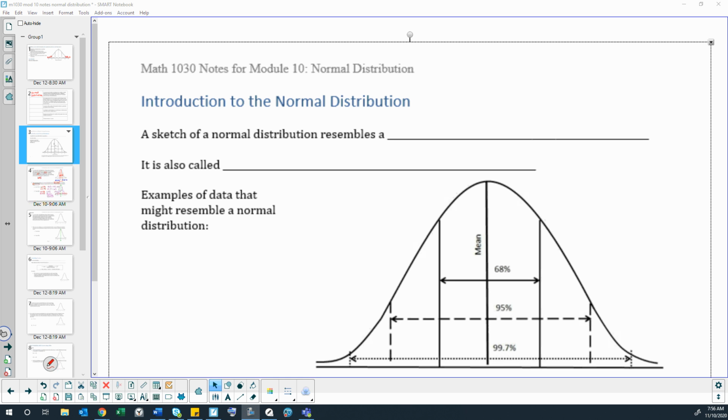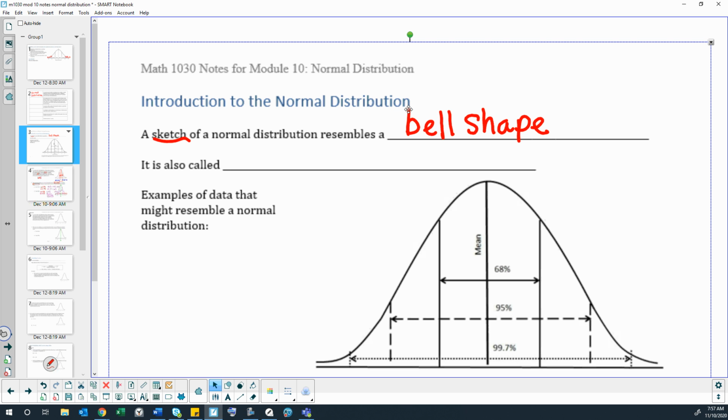Here we go. Introduction to the normal distribution. A sketch of a normal distribution resembles a bell shape. I feel like it's redundant to write the word shape again, but that's what I've written in my notes. Oh, it's a sketch. It's not redundant. A sketch of a normal distribution resembles a bell shape.